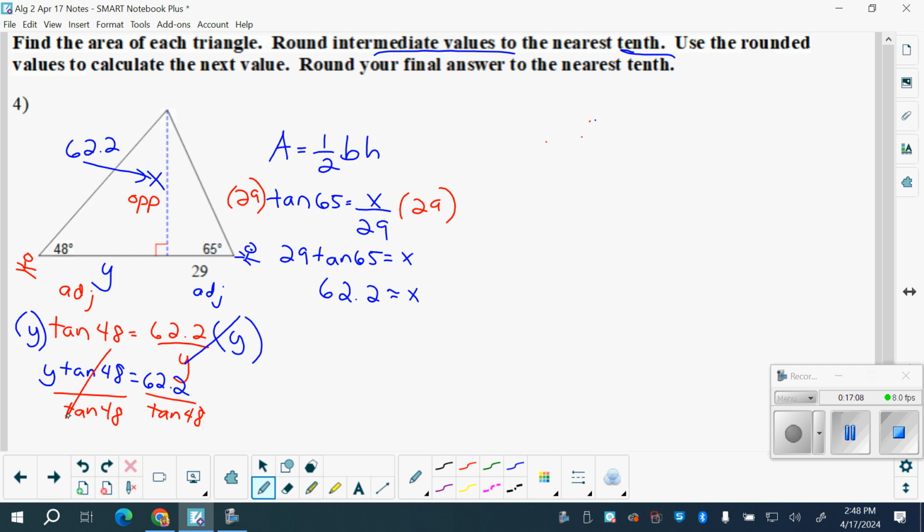And we get y is, well, that's about 69.1, rounded to the nearest tenth. And so we're not done. We now need to find the area. So it's one half, and then how do we find our base on this one? Yeah, add both of them. So we found that this one was 69.1 plus 29. And then the base we found to be 62.2.